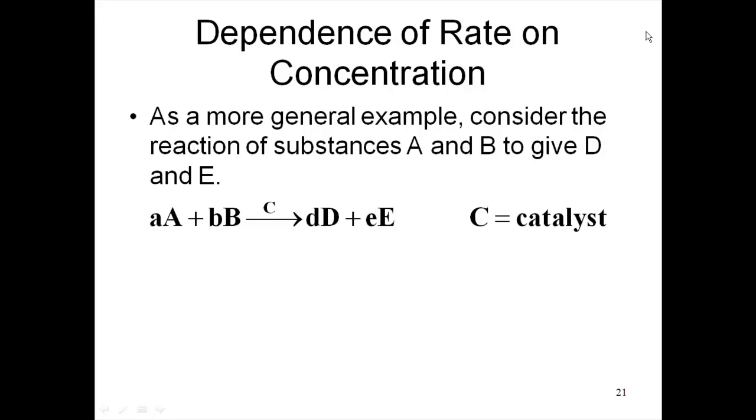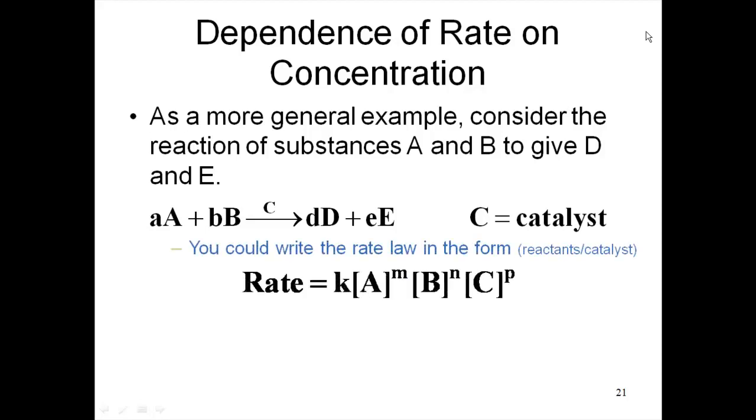As a more general example, consider the reaction of substances A and B to give you D and E. I have a generic equation where my small letters mean my coefficients and my large letters mean my substances, and that C over the arrow is the catalyst. I can write a generic rate law expression of this, all in terms of reactants and catalysts, all raised to some power. Rate is equal to some constant k, the concentration of A to some power m, times the concentration of B to some power n, times the concentration of C to some power p.